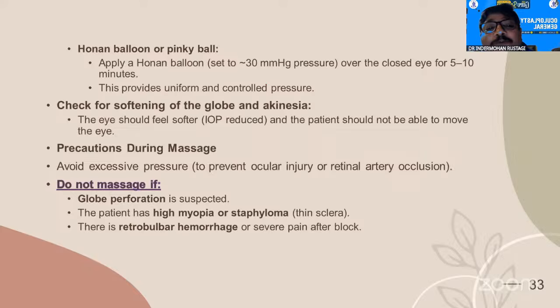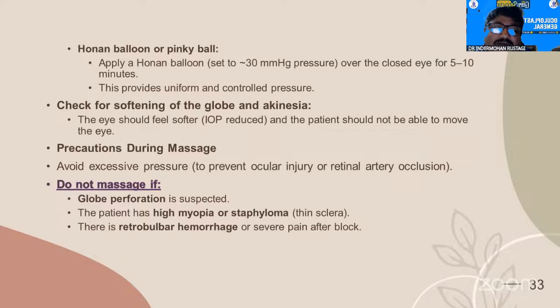Then the Super Pinky ball is applied, which sets the pressure at around 30 mmHg, so the structures are not damaged. Then we check for softening of the globe and proper akinesia. And of course, if the globe is feeling softer and the patient is not moving the eye, the effect is good. Then don't massage. Another thing is that it is not like you have given the block and you straightforwardly start the massage.